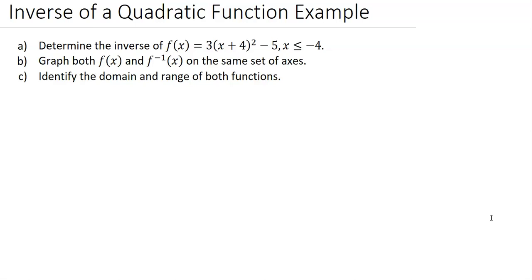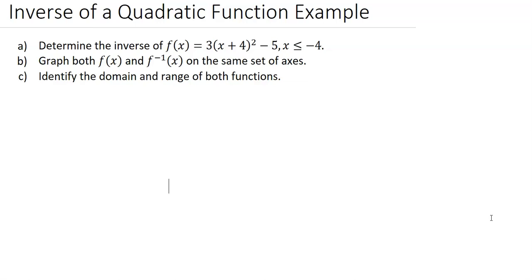So let's look at one question that you might encounter, and I'm going to address some misconceptions in here as well. The question says this: determine the inverse of f of x equals 3 times (x plus 4) squared minus 5, where x is less than or equal to negative 4. And we'll see why that restriction is so important in a minute. We'll come back to it.